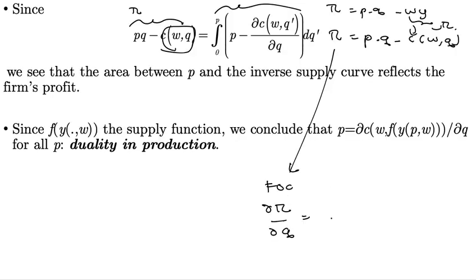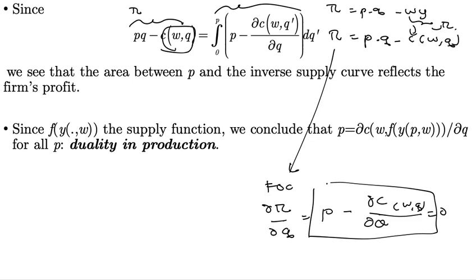So when we differentiate it, we have P minus delta C over delta Q, isn't it? And then equate it to 0. Now, if you integrate the whole thing, you go back to the profit function, which is this, isn't it? That's what it means. So if we put it in the form of a graph, the area between P and the inverse supply curve reflects the firm's profit, which is true.